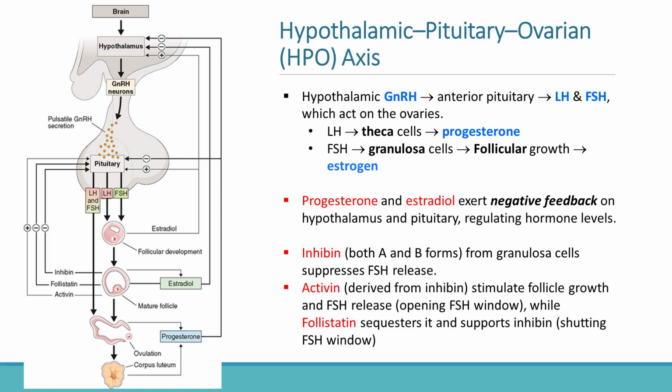Notice the important regulatory role of inhibin, activin, and follistatin. Inhibin suppresses FSH release. Activin stimulates follicular growth and FSH secretion, effectively opening the FSH window. Follistatin neutralizes activin and supports inhibin activity.